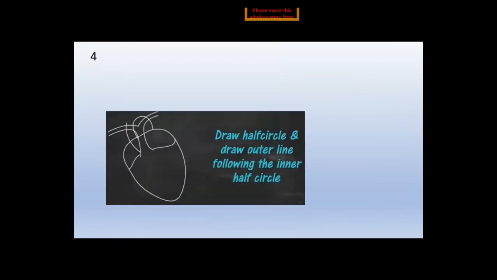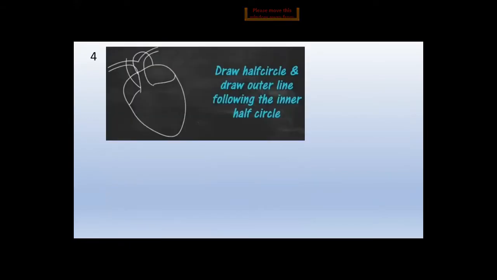Yes, in the fourth step, now you have to draw a half circle and draw an outer line following the inner half circle. Yes, look here. As you drew the two curves in the previous step, from the corner of the cone, right, you draw a half circle first, right? Half circle first, and then draw the outer circle, which follows the inner circle. It is not completed. I will show you the complete half circle, but try to draw like this. Firstly, the half circle like this.